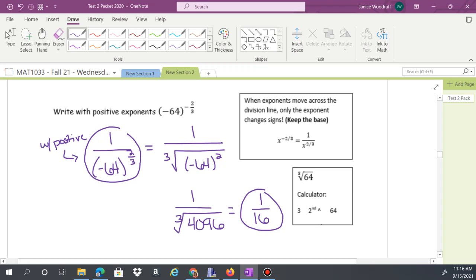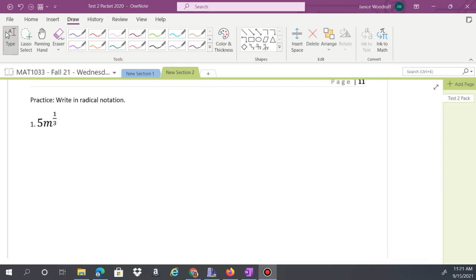Okay, so 2 practice problems. Take about 5 minutes to work on those, and then I will go over them. And then we'll continue with the module. Okay, let's go ahead and do these 2 problems.